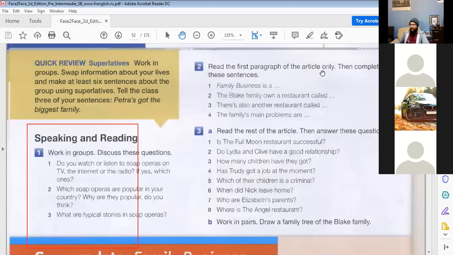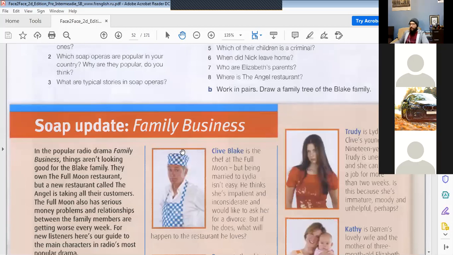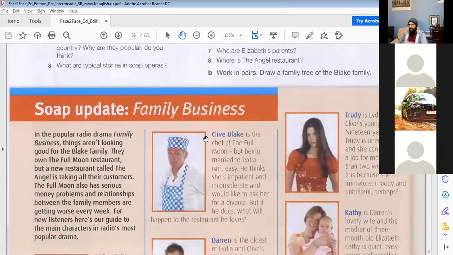So it says, family business is a what? What kind of show is it? What is family business? One restaurant. Okay, but what is it? I mean, the name itself, family business, what is it? What do you think? Yeah, what is it? Popular radio drama. That's it. The full moon.